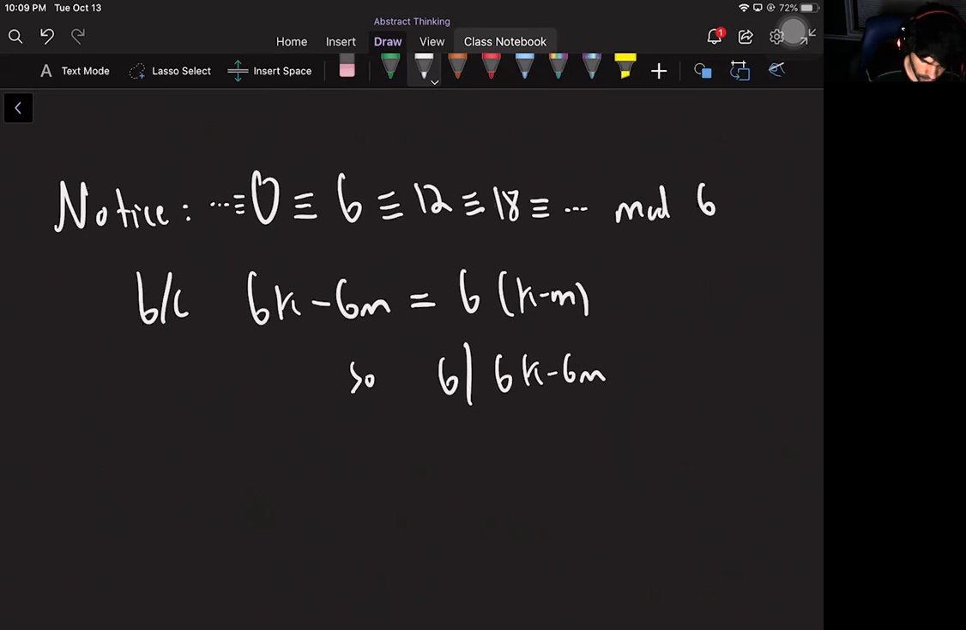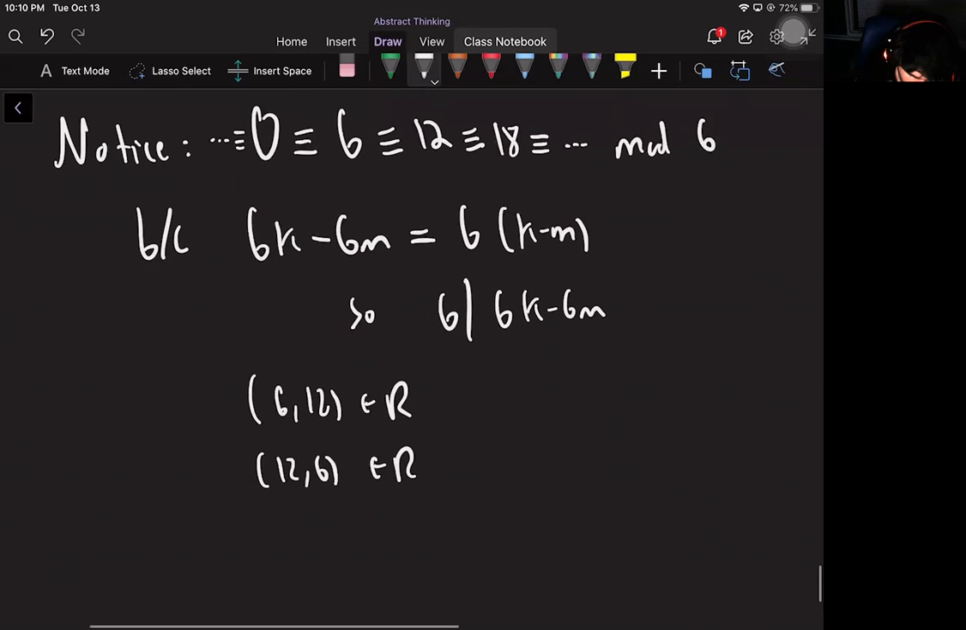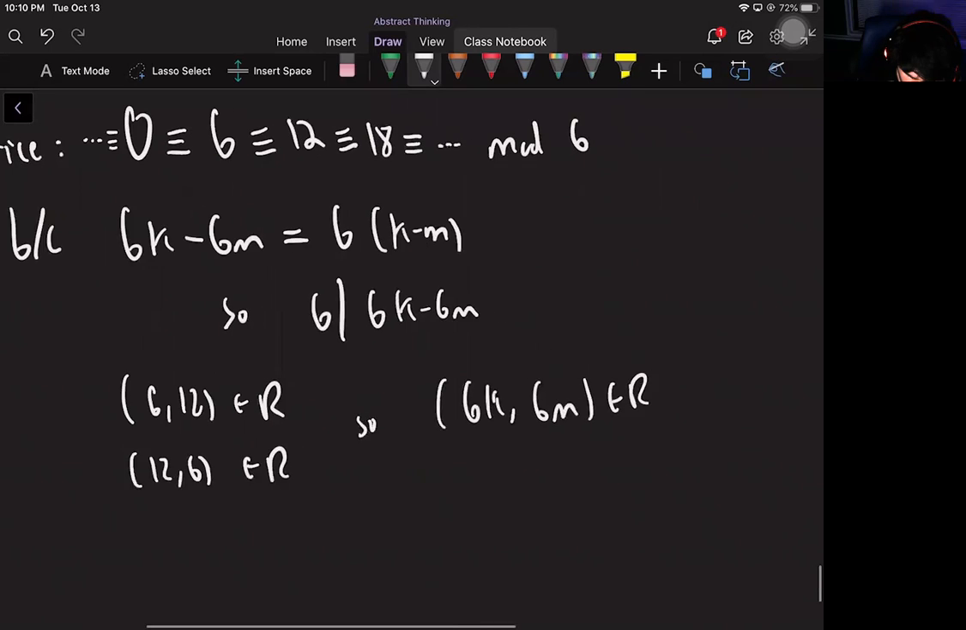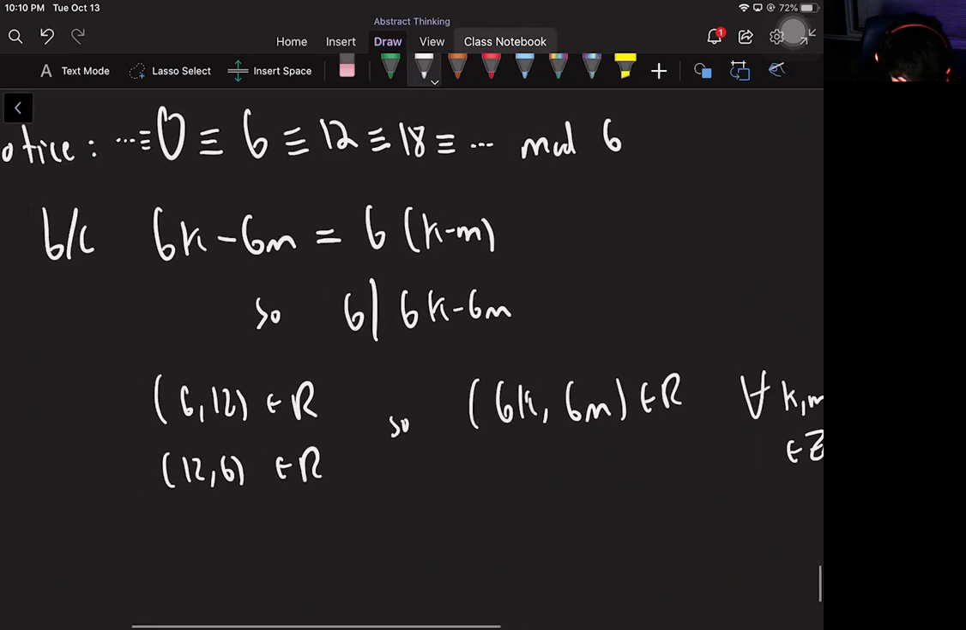And so for example, 6 comma 12 is in R, but also I could subtract the other way and all that's going to happen is I'll get a negative. So in fact, 12 comma 6 is also in R. And that'll work for any two. So in fact, 6k comma 6m, those are all in the relation for any k and m that you pick in the integers. So 12 is related to 18, 18 is related to 6, negative 6 is related to 6, backwards and forwards, it all works out nice.